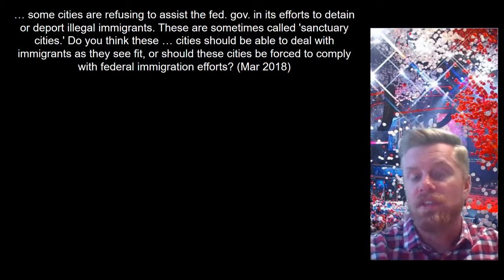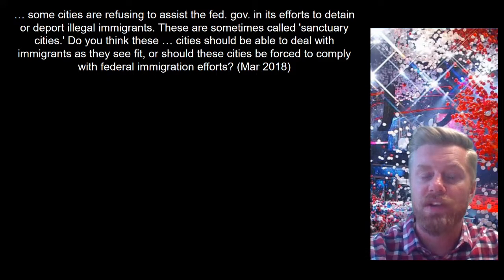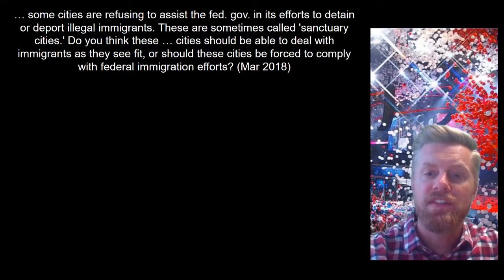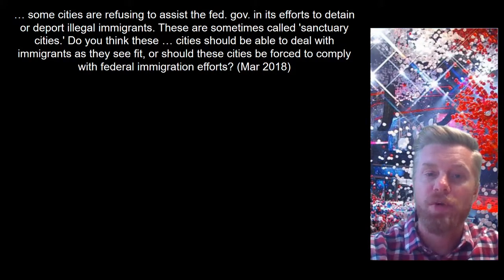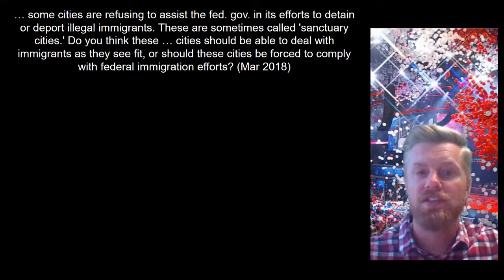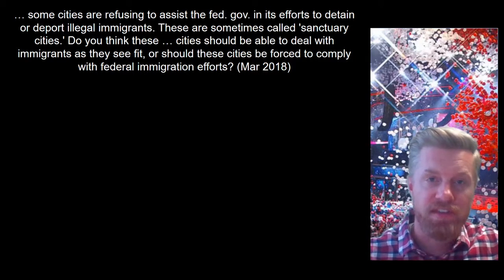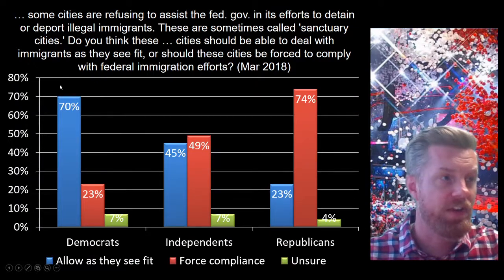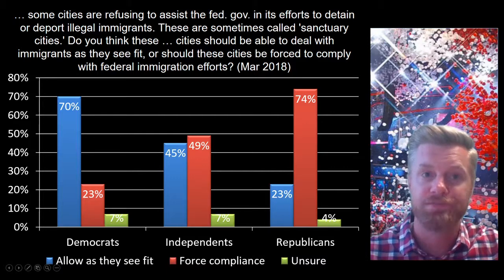Some cities are refusing to assist the federal government in its efforts to detain or deport illegal immigrants. These are sometimes called sanctuary cities. Do you think these cities should be able to deal with immigrants as they see fit? Or should these cities be forced to comply with federal immigration efforts? If you think that these cities should not have to assist the federal government in detaining or deporting illegal immigrants, put your tally under Democrat. If you think that cities should be forced to assist the federal government in detaining or deporting illegal immigrants, put your tally under Republican.